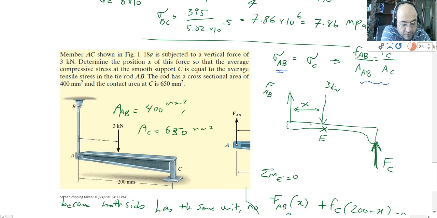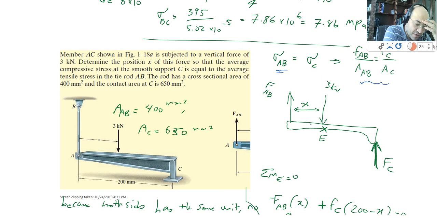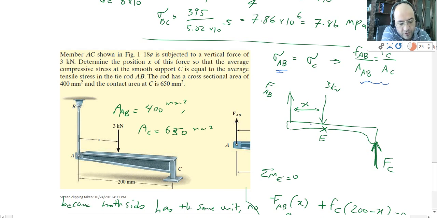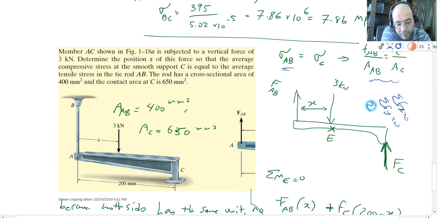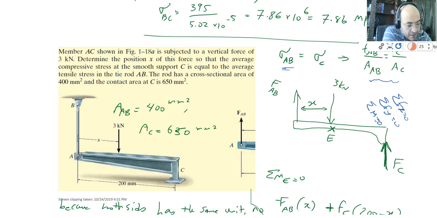To find this, it goes back again to statics. In statics, we have three equations when we're solving a problem. One was sum of moment equal to 0. Again, we are talking about rigid body 2D equilibrium. We have sum of F_x equal to 0, sum of F_y equal to 0, and sum of moment equal to 0. On the x, there is no force. On the y, F_AB plus F_C minus 3 equal to 0. That will be on the y.